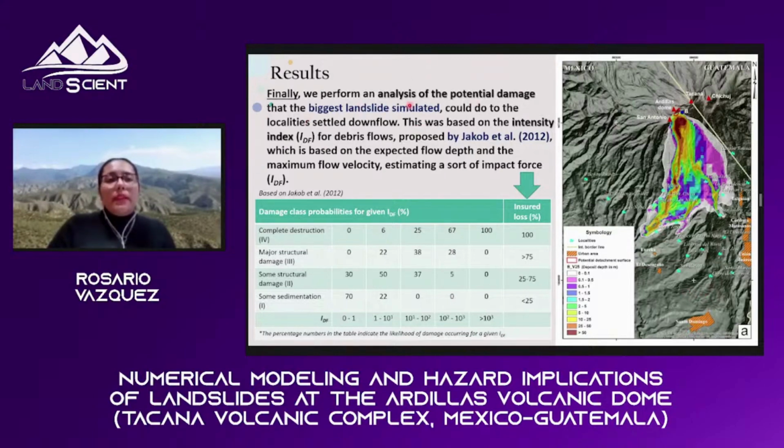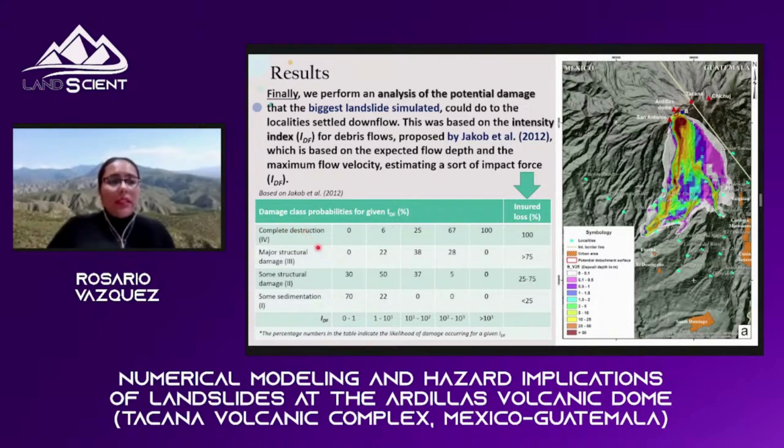And this analysis, we perform it based on the intensity index for debris flows that was proposed by Jacob and colleagues in 2012, and is based on the expected depth and the maximum flow velocity in that case for debris flow, but in this case for landslides. And within this index, we can estimate the sort of impact force of the landslide.